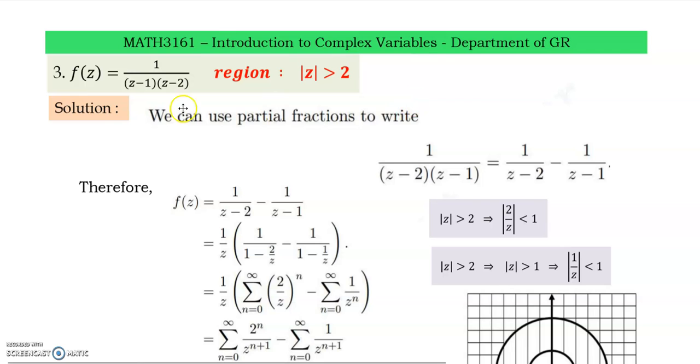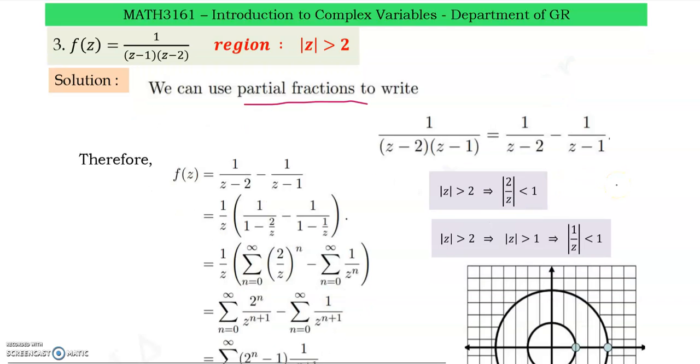Now you see the third question. f(z) = 1 over (z minus 1)(z minus 2). The given region is mod z greater than 2. Now you see the function. This is also the same function. Now what we do is partial fractions, to write it as 1 over (z minus 2) minus 1 over (z minus 1).